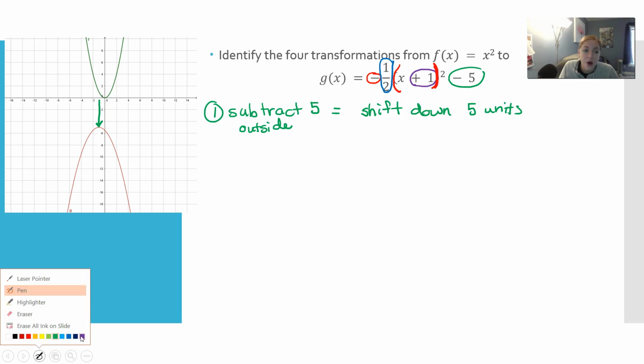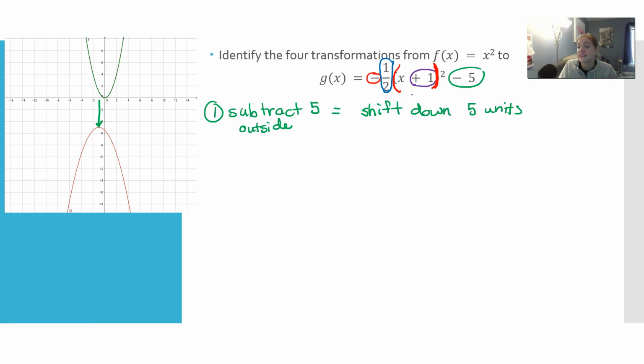Now let's go inside those parentheses. So now we're inside the function. If you're inside the function and you're either adding or subtracting, those are indicating that you're either shifting the graph to the right or to the left. Now these are easily confused, so let's talk about this a little bit more. So we're adding 1 inside, so it's inside those parentheses, so it's inside the function.